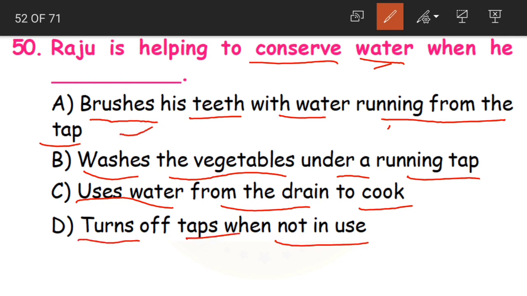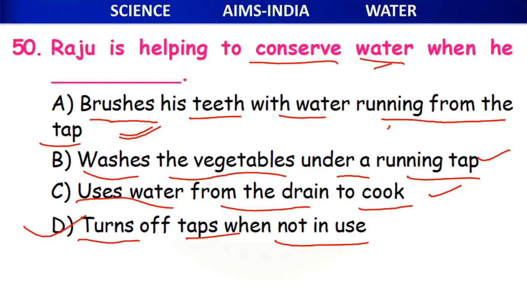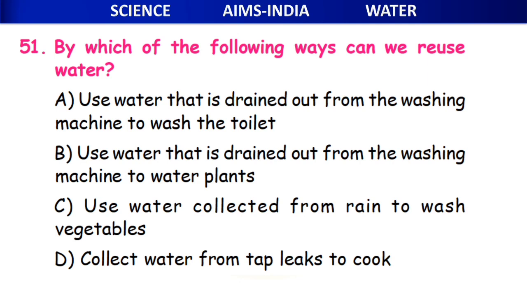So the first three options, children, if you read carefully, these three are of wastage of water. We are not saving by these three things. Only option D, turns off taps when not in use. So Raju tried to save water by turning off taps when not in use. Clear? D is the correct answer.